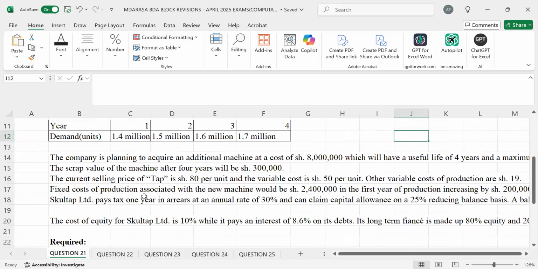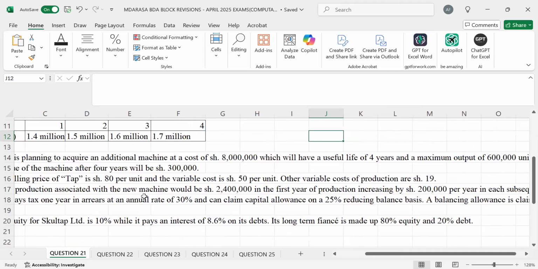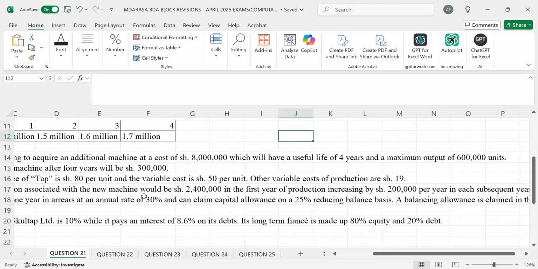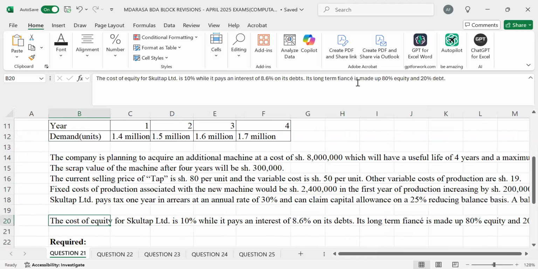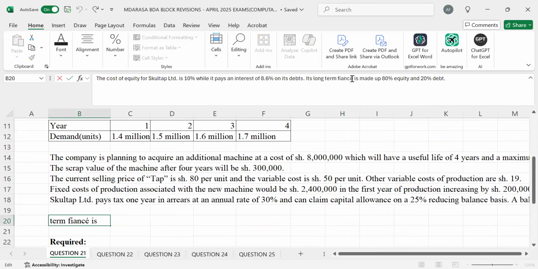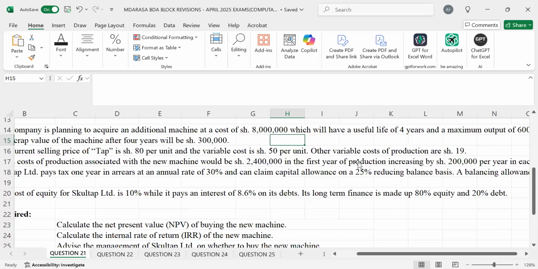The cost of equity of xCELL is 10%, while it pays an interest of 8.6% on its debts. Its long-term finance is made up of 80% equity and 20% debt.